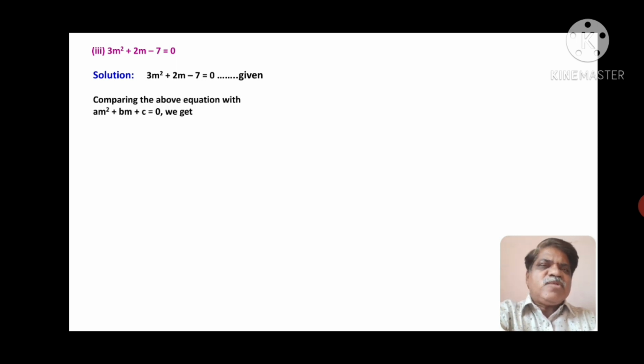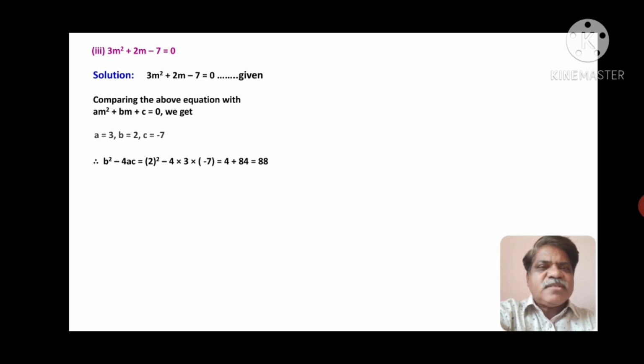Now, we will see third one. 3m square plus 2m minus 7 is equal to 0. Friends, it is given that 3m square plus 2m minus 7 is equal to 0. Comparing this equation with am square plus bm plus c is equal to 0, we will get that a is equal to 3, b is equal to 2 and c is equal to minus of 7. We know b square minus 4ac is equal to 2 square minus 4 into 3 into minus 7 is equal to 4 plus 84, that is 88.